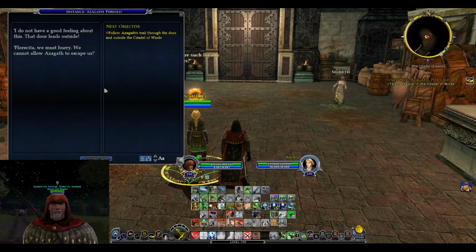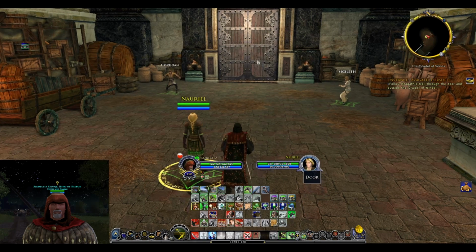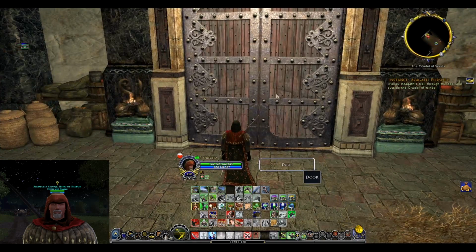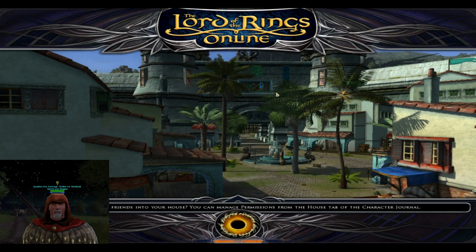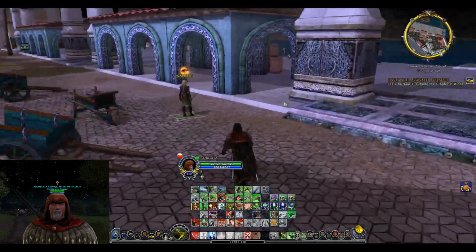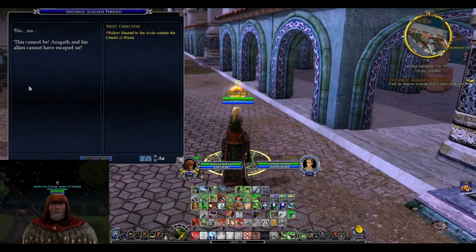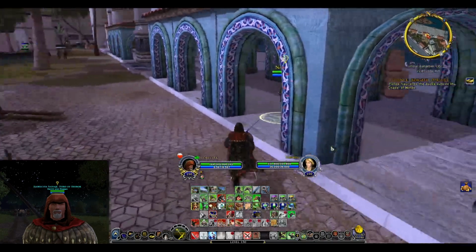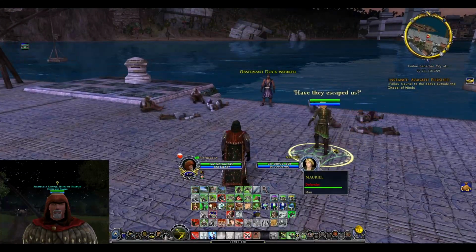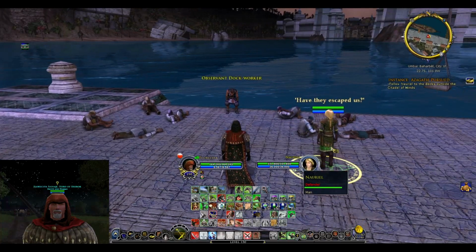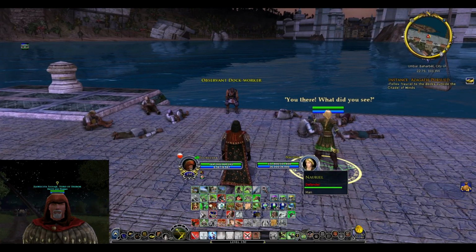I do not have a good feeling about this. That door leads outside. Floricita, we must hurry. We cannot allow Azagath to escape us. Oh, I guess I opened the door. Let's get him! Oh, he must have gone away. Oh, he escaped. Have they escaped us? You there, what did you see?